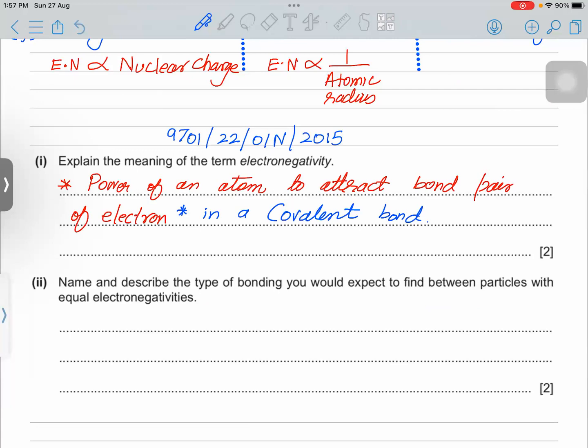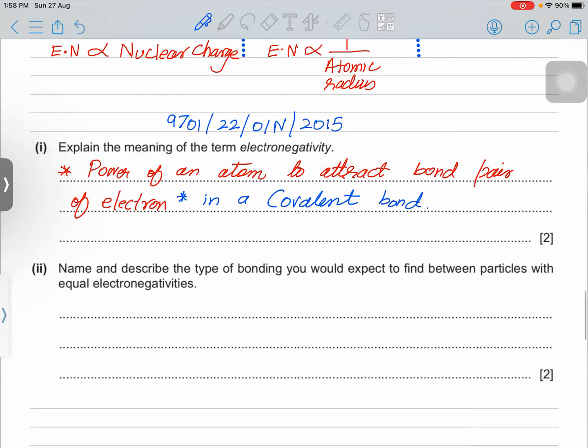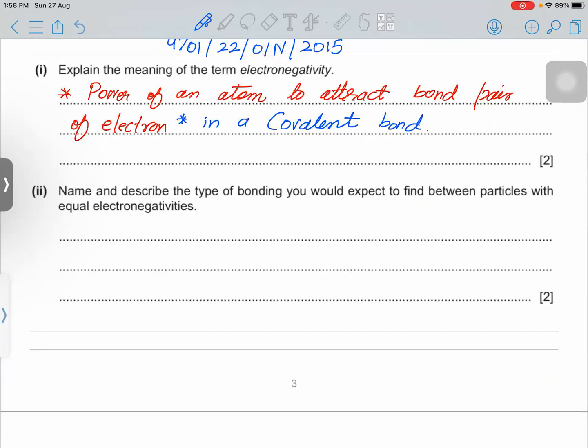So the power of an atom to attract the bond pair of electrons in a covalent bond is called electronegativity. Now name and describe the type of bonding you would expect to find between particles with equal electronegativity. This will be covalent, right?